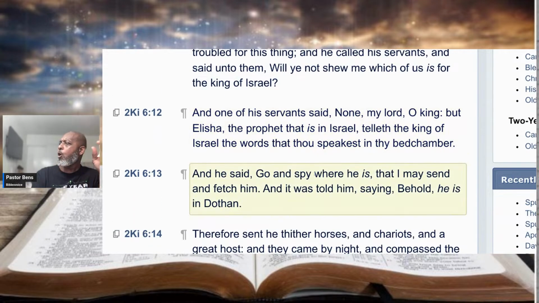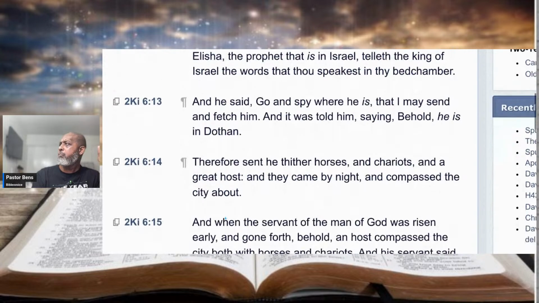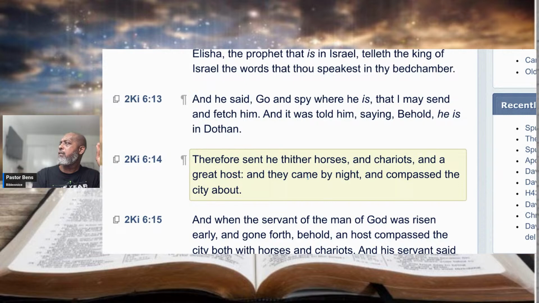Watch this. And he said, go and spy where the man of God is, that I may send and fetch him. And it was told him, saying, behold, he is in Dothan. Therefore sent he thither horses and chariots and a great host. And when he says horses and chariots and a great host, he's talking about military. All right. And they came by night and they compassed the city. They surrounded the city where Elisha was.